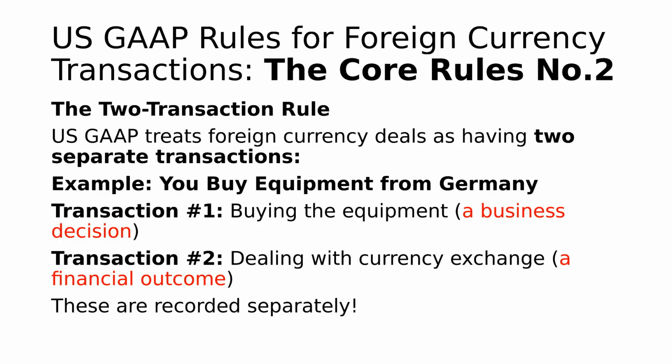Now let's dive deeper into how U.S. GAAP handles foreign currency deals with what's called the two-transaction rule. Whenever you make a deal in another currency, like buying equipment from Germany, U.S. GAAP splits this process into two distinct steps. First, there's the business decision itself, buying the equipment. Second, there's the financial outcome, handling the impact of currency exchange rates. These are not lumped together. You record each separately because one reflects your operational choice and the other captures how exchange rates affect your finances. This separation helps clarify where value is created by business actions and where it's influenced by market forces, giving you a clearer picture of your company's true performance.